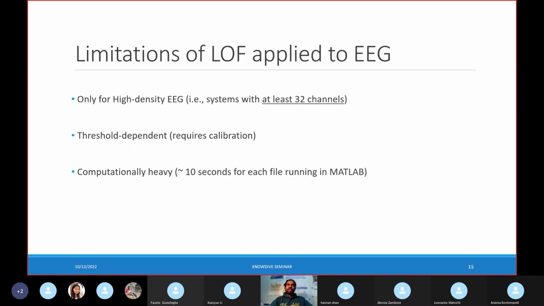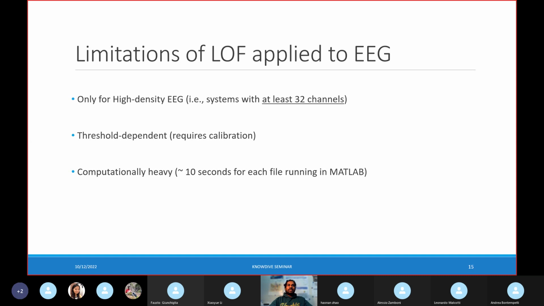However, there are some limitations, open challenges for LOF applied to EEG. The first thing that I observed is if I apply the algorithm on limited channels, like a system that captures, let's say, 16 channels, LOF doesn't seem to be robust. Of course, this is an empirical analysis that I did just out of curiosity, and since it's a density-based algorithm, it makes sense that it's not suitable for low-density EEG setup.